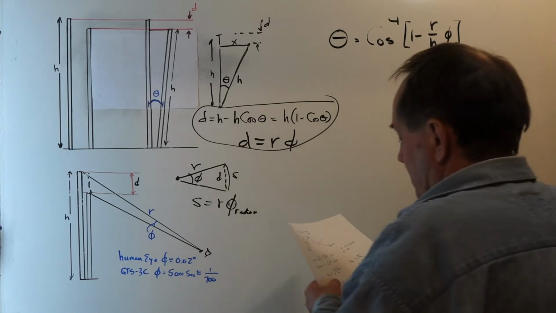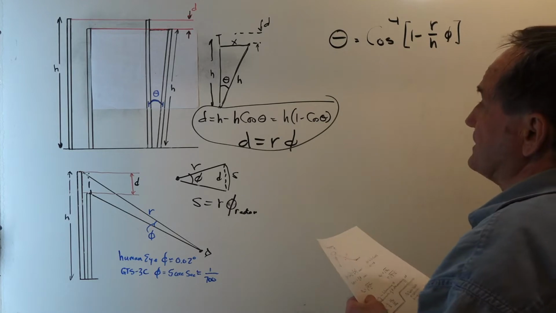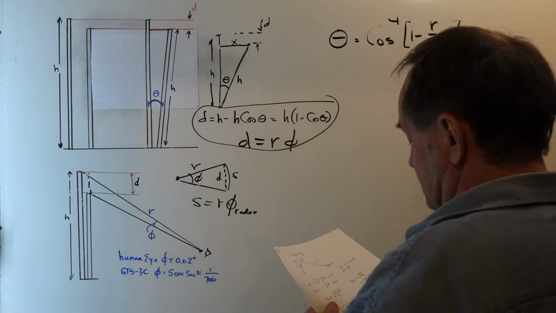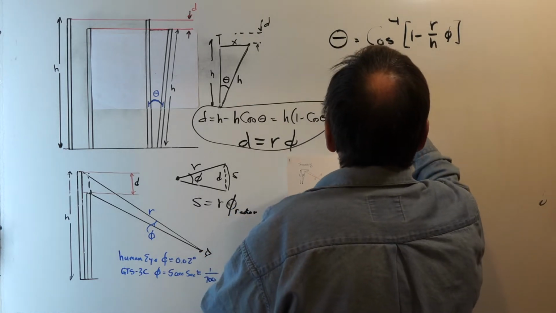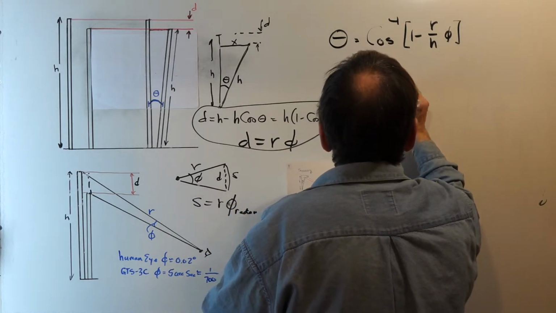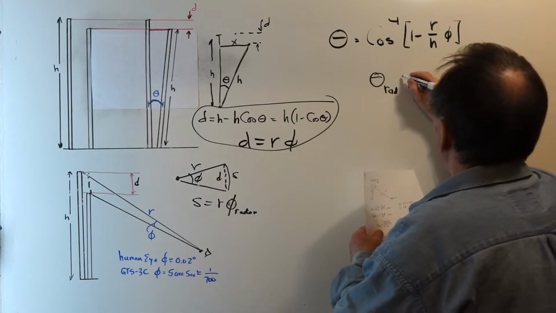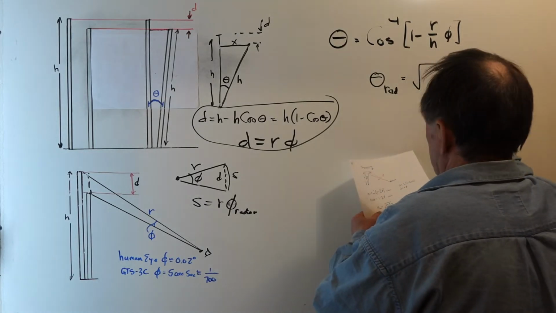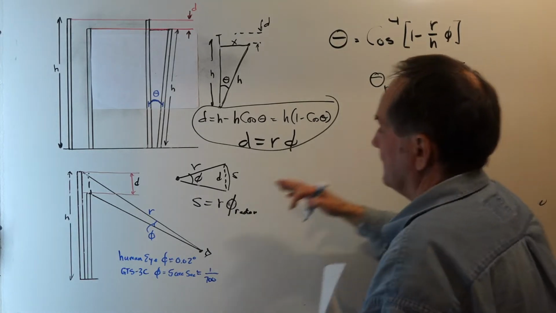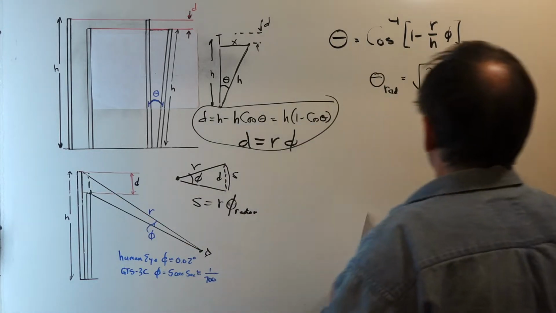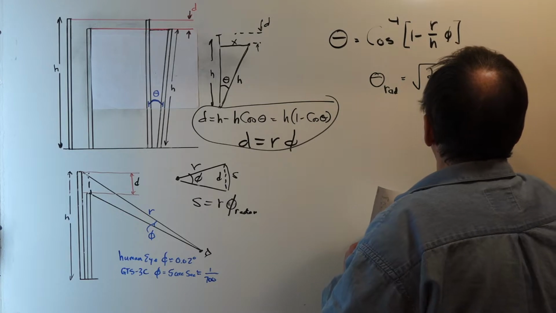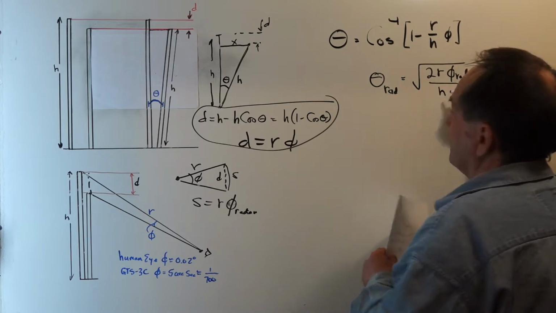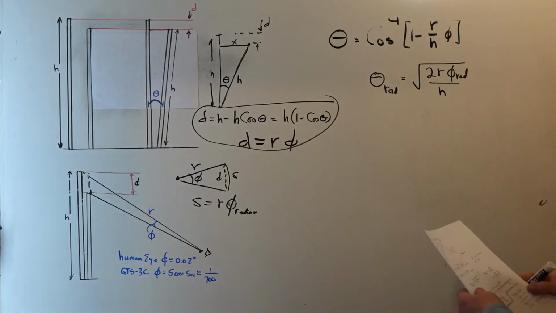Now, we can make some approximations and make use of calculus, which I'll show you in the other video, is that angle theta in radians is equal to twice the distance, the measuring distance to the poles, times phi given in radians, divided by the height of the poles.